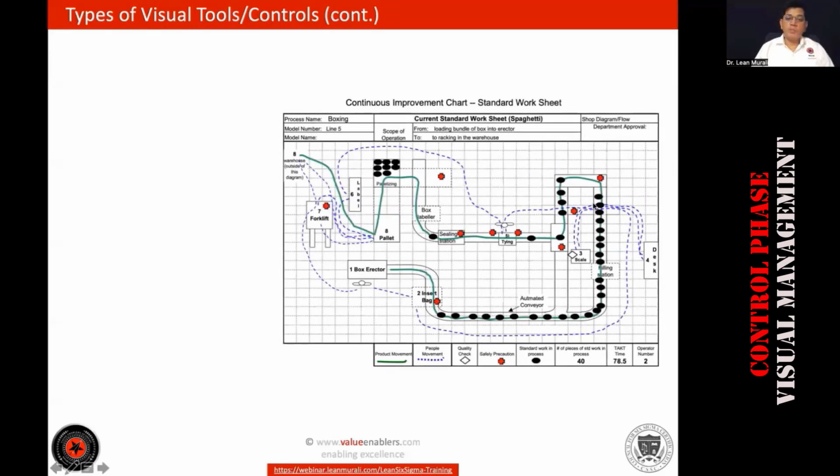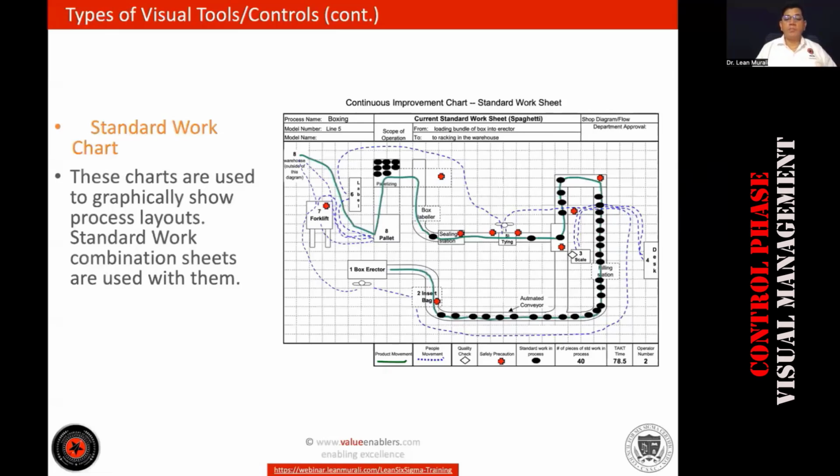So this is called a spaghetti diagram. It looks like a noodle, right? And this is also a sort of visual to tell you how people are moving, how the material is moving. So there are two types of spaghetti you can put. One is to track the people movement, and one is to track the product movement. If you see the green line here, it tracks the product movement. And if you see the blue line here, it tracks the people movement.